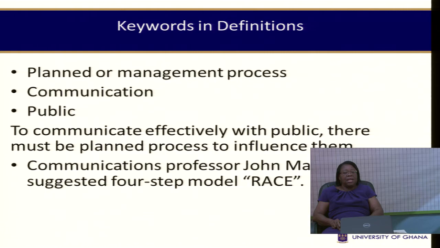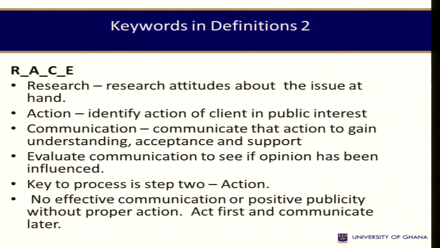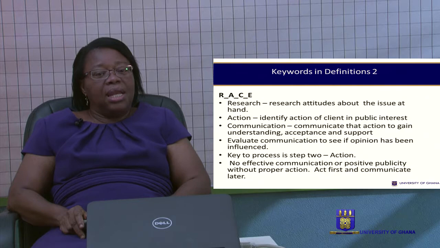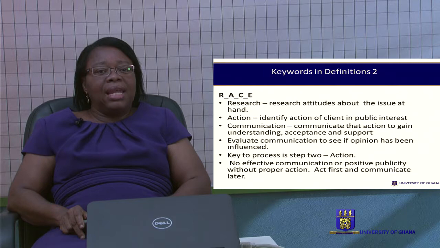The first professor is named John Marston, and he suggested a four-step model, the acronym RACE. And what does RACE stand for? RACE stands for research, action, communication, and evaluation. Now, the key to the process is action. In any PR activity, you need to be able to research, you need to be able to take action, and then you finally need to communicate with your publics what you have done or what you intend to do. And then as the process goes on, you need to evaluate the whole activity.